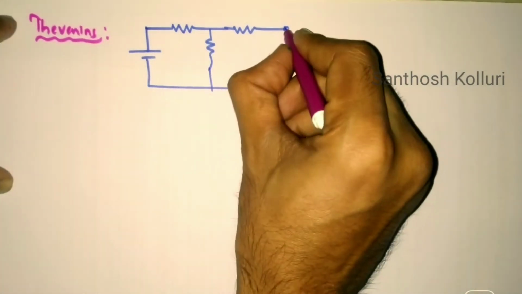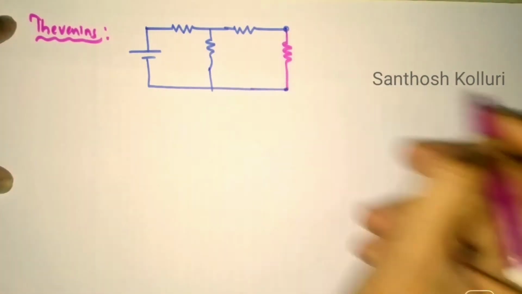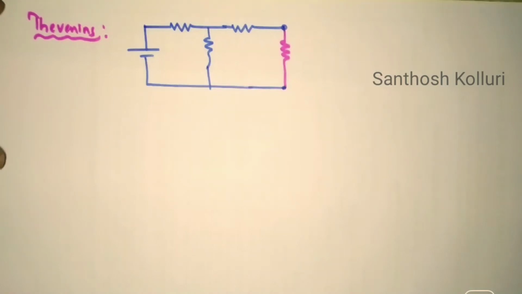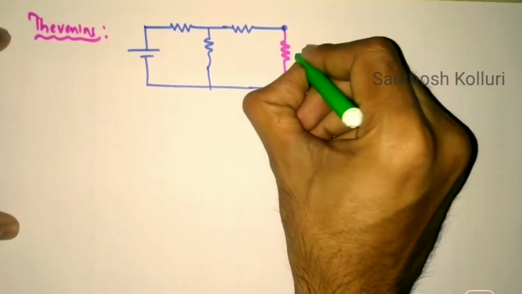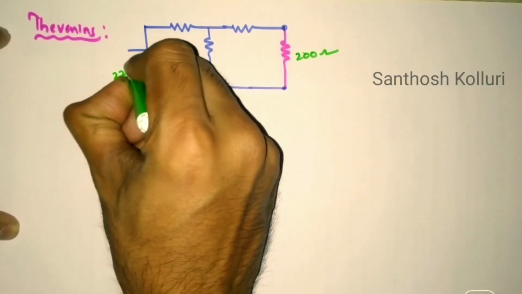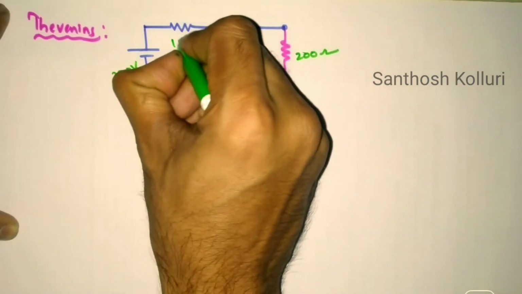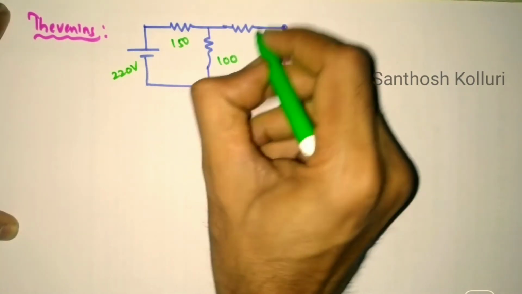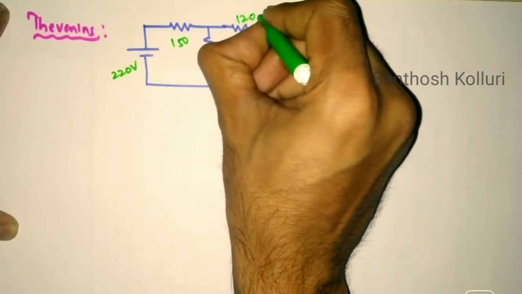This is the load we are taking here, and the value of load is 200 ohms, and the supply is given as 220 volts DC supply, and the same circuit I am taking with 150, 100 and 120 ohms resistors.